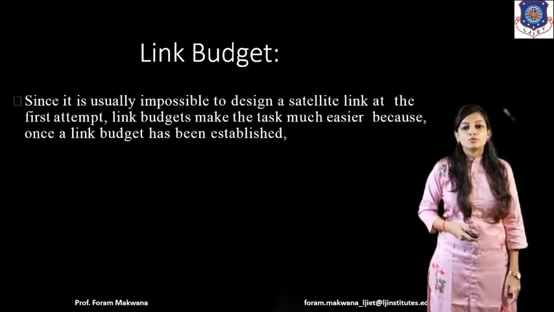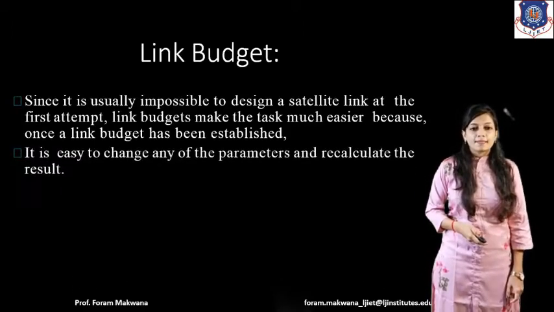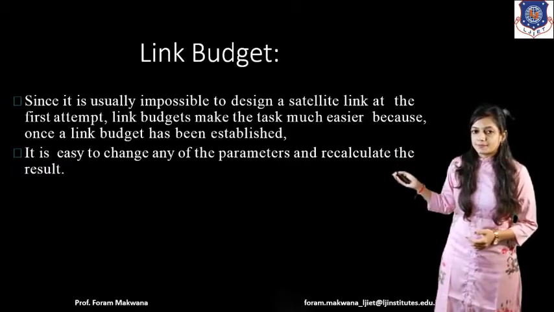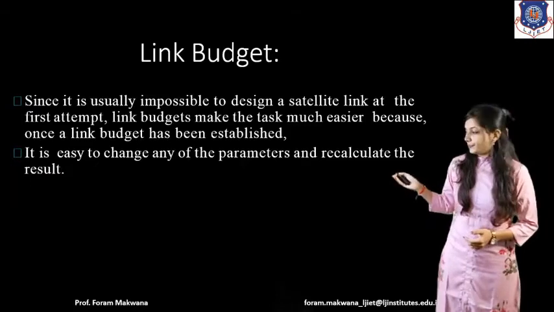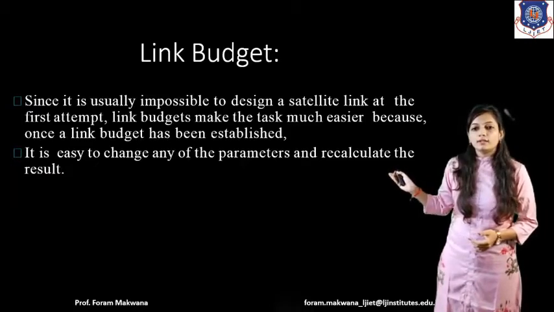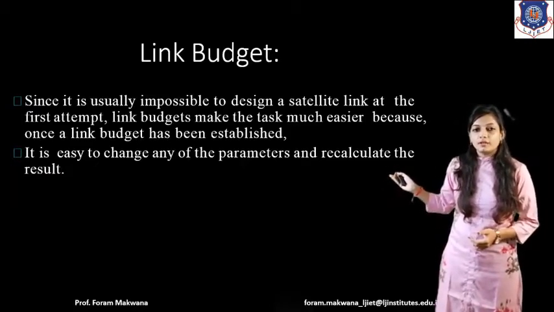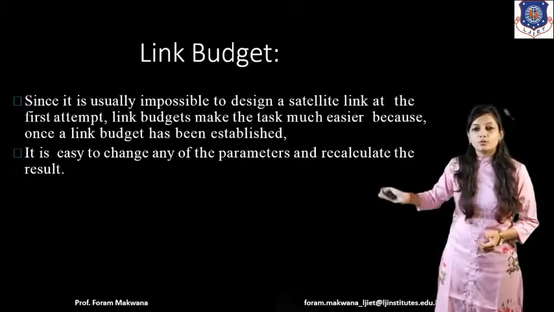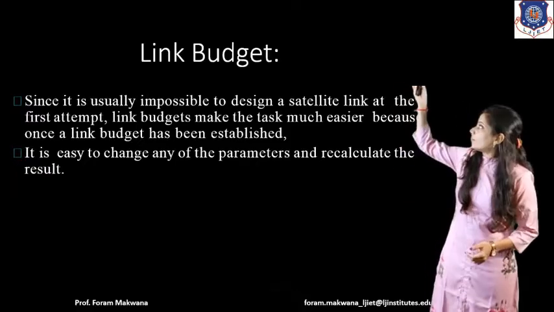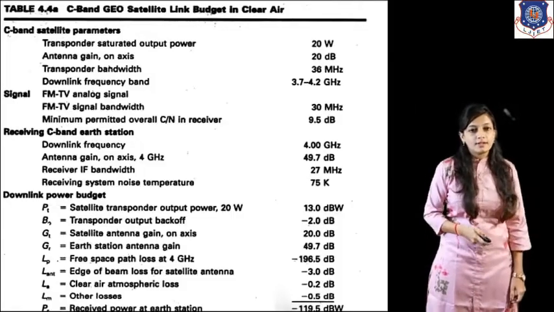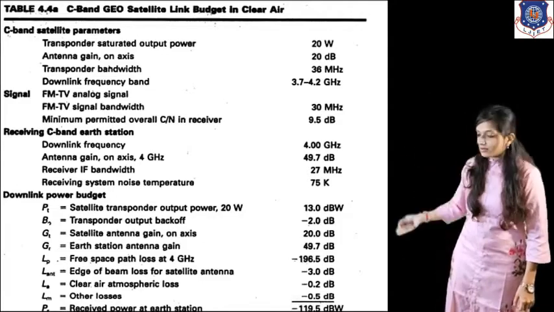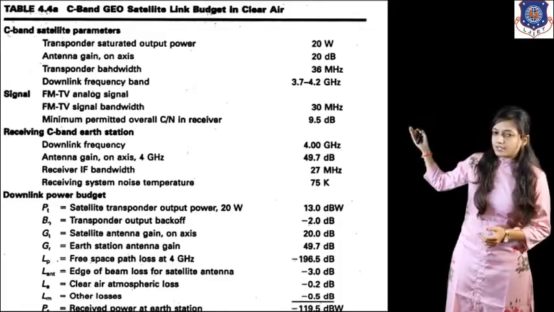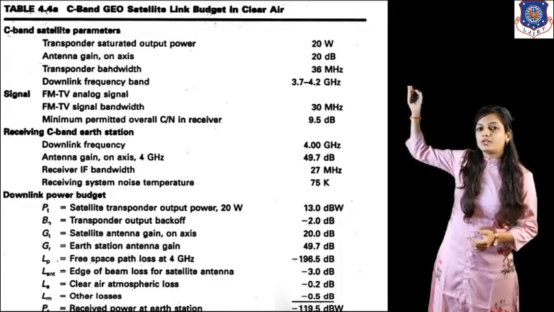How are we going to do that? With one example. Before that, we need to go through different steps. Before doing the calculation, note that it is easy to handle any change in a parameter, and we can recalculate the result with the help of the link budget. Right? This is the tabular way to calculate a link budget for a C-band GEO satellite.